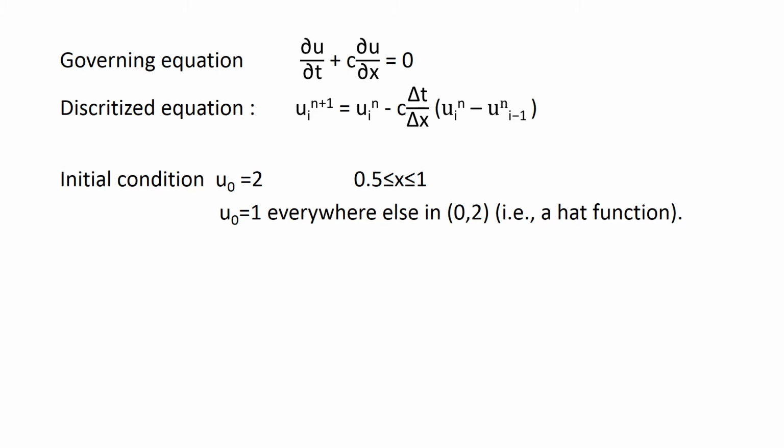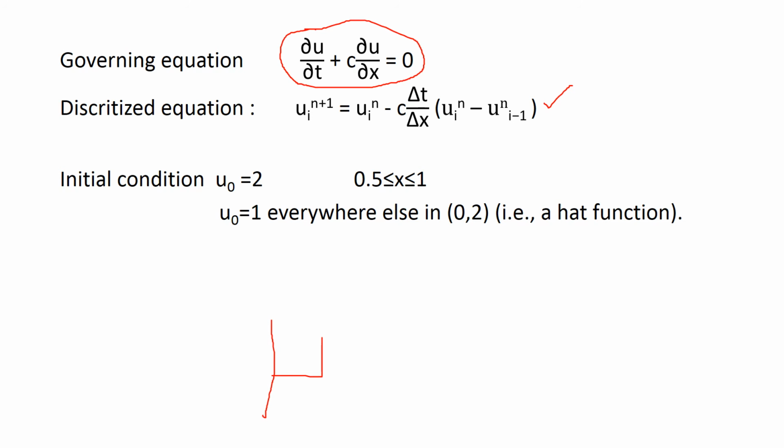The governing equation was ∂u/∂t + c ∂u/∂x = 0. That was the governing equation, and this governing equation we discretized, and we got this equation, that is a discretized equation. Now you can see here u is a function of t, that is time, so we require an initial condition. So we'll assume a square wave here.